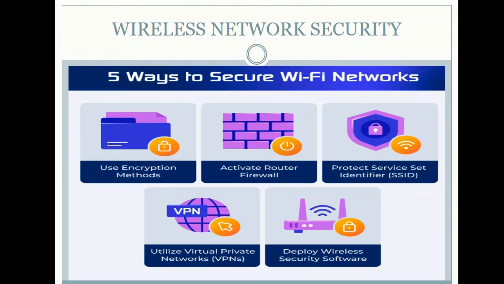The second one is to activate the router firewall. The firewall should be activated. A firewall is the best thing to protect our network against viruses, malware and hackers. The third one is SSIDs. The SSID helps lessen the danger of falling victim to malicious access points and unauthorized users, and hence it improves the overall security of your wireless network.